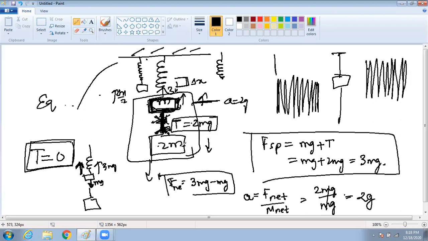It will be equal to G, sir. Yes, because it is like a free fall under gravity. Any object which falls freely will have acceleration same as G. So this will be G, this will be 2G.